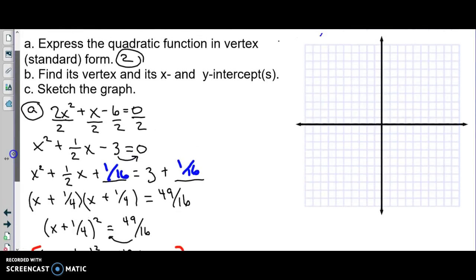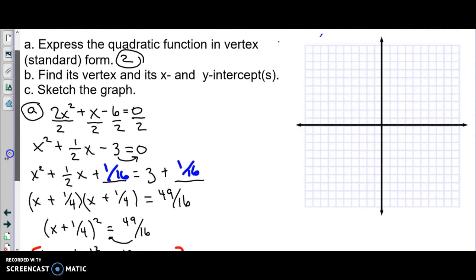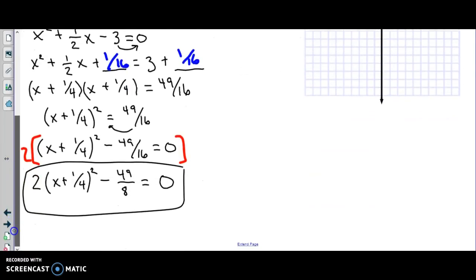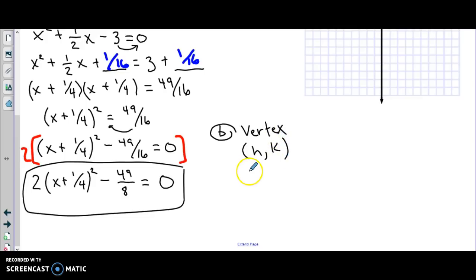Part B simply says find its vertex, its x and y intercepts. So for part B, I can find its vertex by looking at h and k. So remember, h and k is its vertex. So my vertex is simply negative 1/4, I have to change its sign, comma, negative 49 over 8. So there's my vertex. As far as my x and y intercepts, we're going to go ahead and go to our calculator.